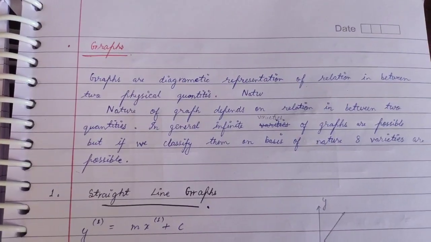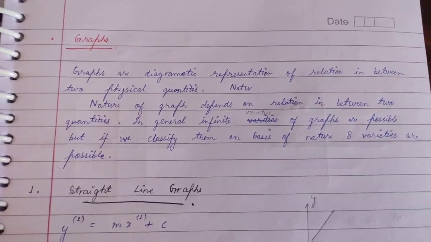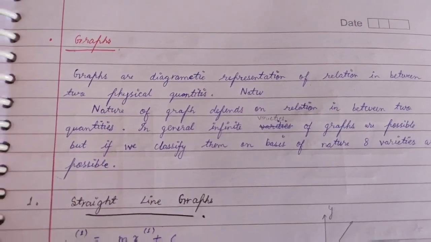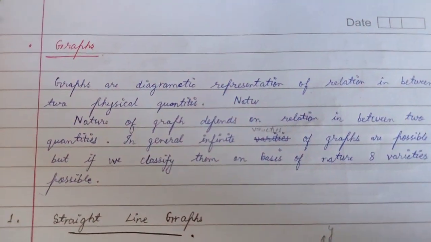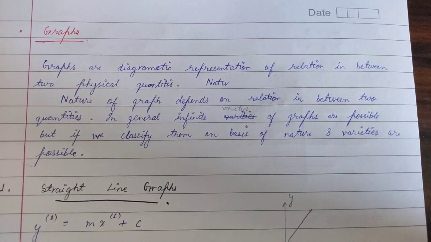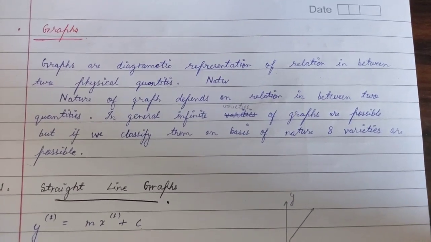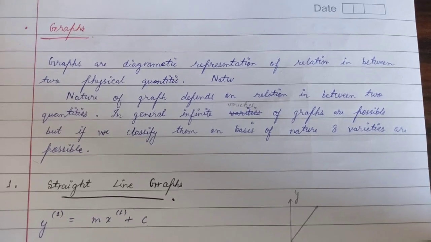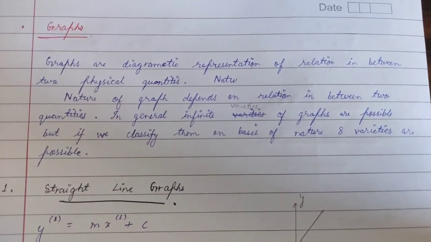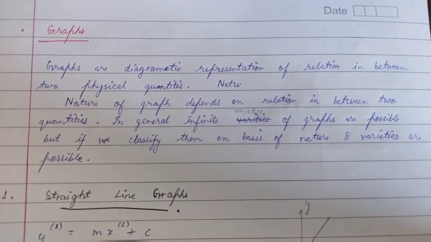Now the next thing is graphs. Graphs are basically diagrammatic representations of the relation between two physical quantities. The nature of the graph depends upon the relation between two quantities, and there can be infinite types of graphs, but on the basis of their nature we classify them into 8 varieties, out of which we are going to study 7 varieties in physics. The 8th one is about log, which we will use in chemistry.